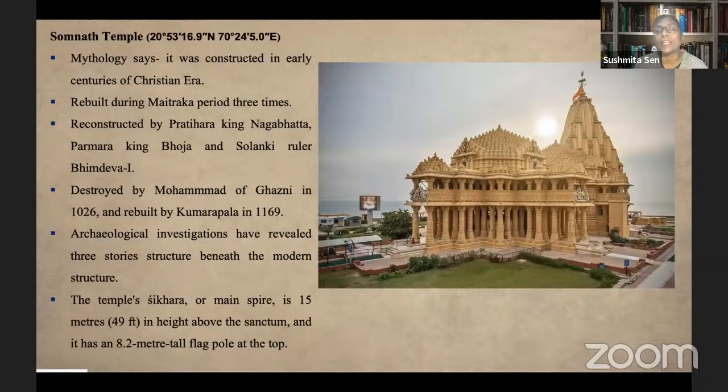When archaeological excavation happened, they revealed a 3-story structure beneath the modern structure. The temple Shikhara is 15 meters high, that is 49 feet, and that is the height of the sanctum. It has a flagpole on the top also. But this is a modern construction of the temple.